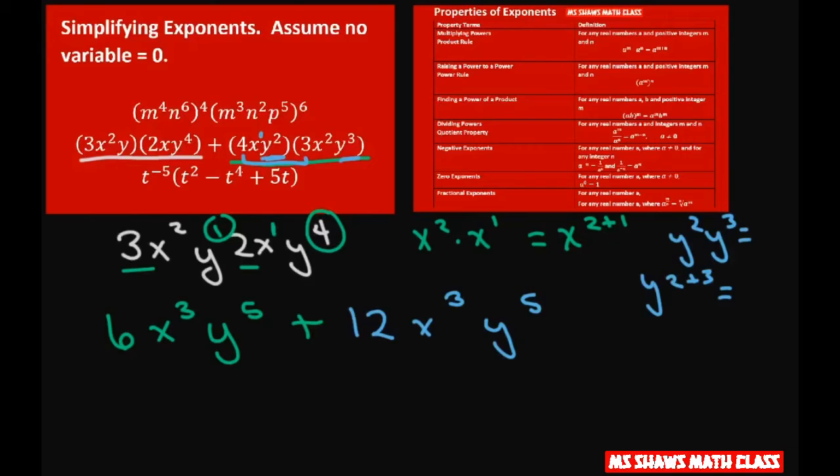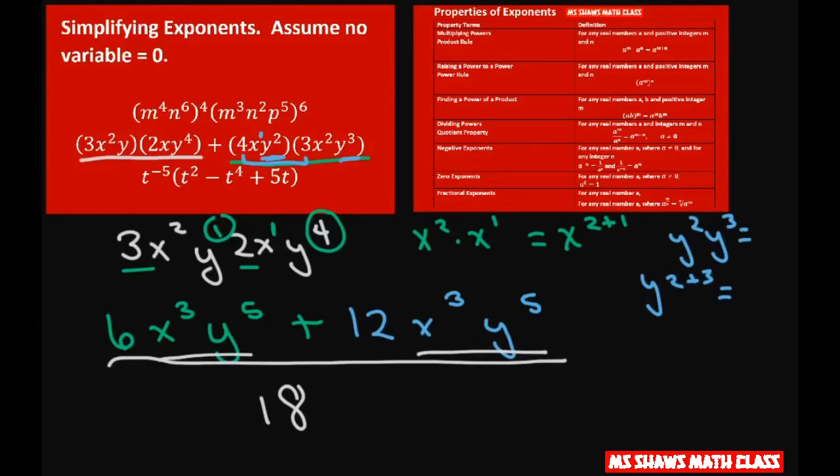All right. Now, if you notice here, the terms are the same: x cubed, y to the 5th. Since they're the same, we can combine these two. And this is going to be 18. We have 6 of them here, 12 of them here. So we have a total of 18 x cubed y to the 5ths.